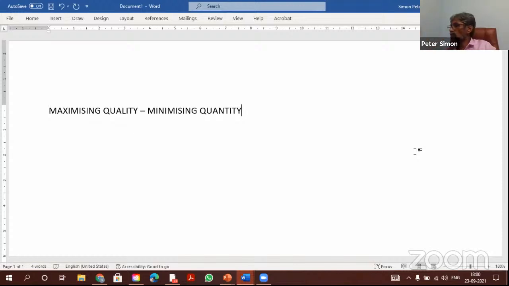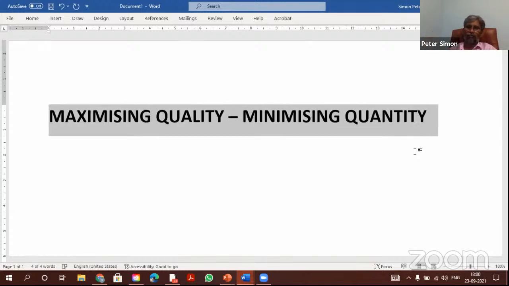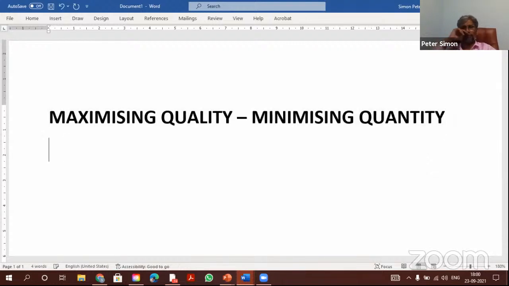Then next. Maximizing quality, minimizing quantity.